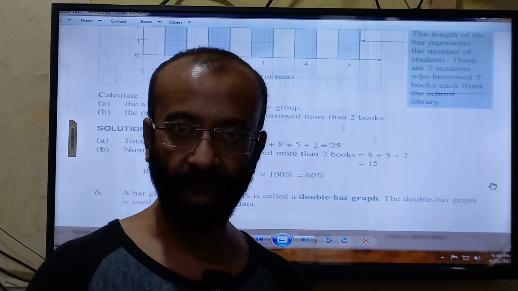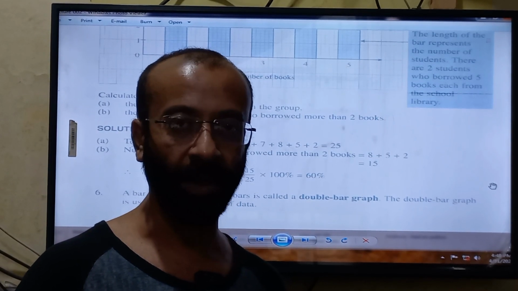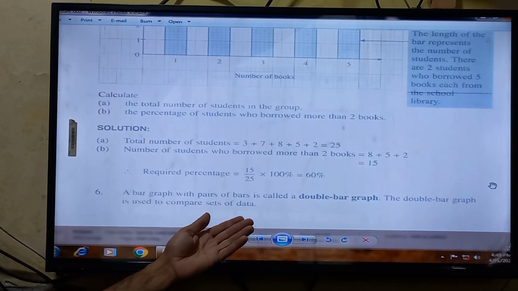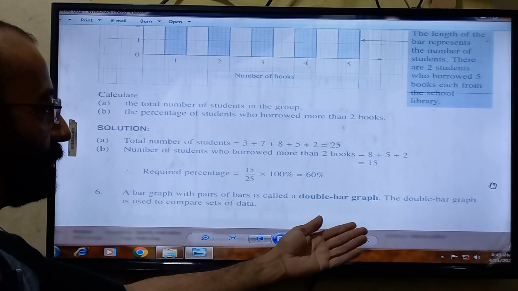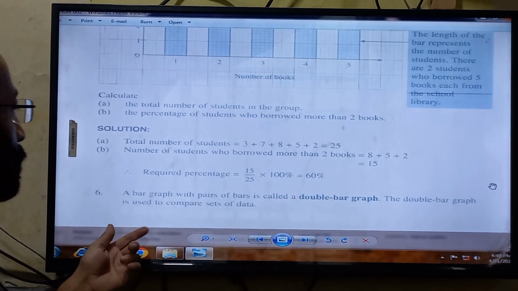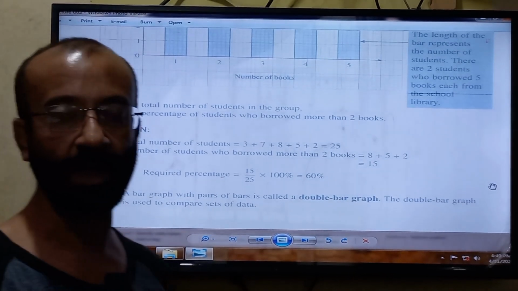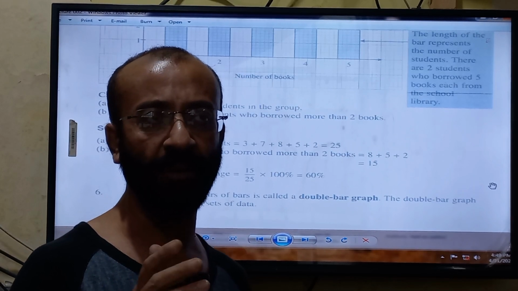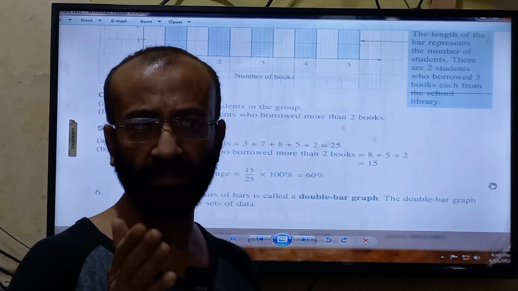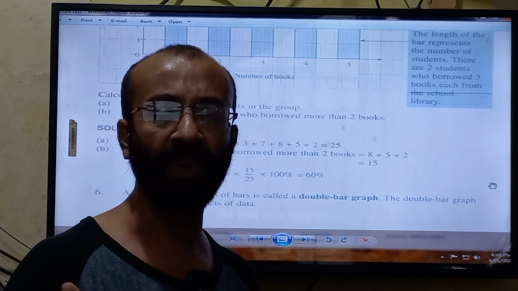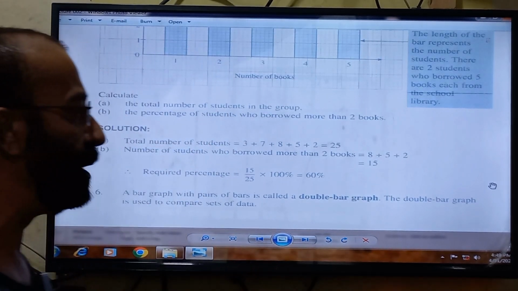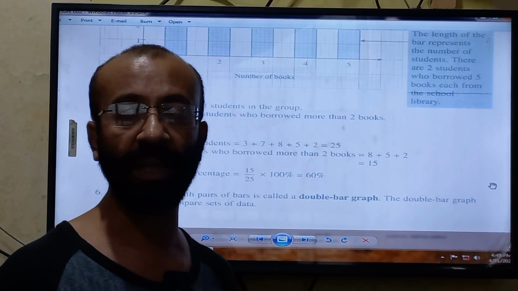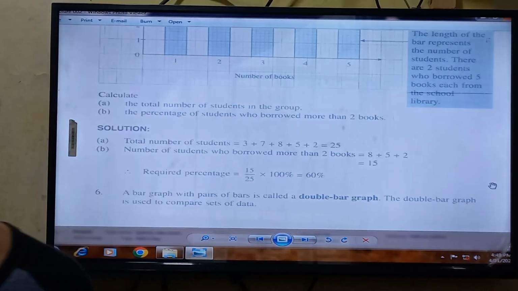Okay, the next rule for the bar graphs is that a bar graph with pairs of bars is called a double bar graph. The double bar graph is used to compare sets of data. So it will be used when a comparison is required. For example, when girls and boys are compared, a double bar graph will be drawn. So these kinds of comparison will be represented by the double bar graph.